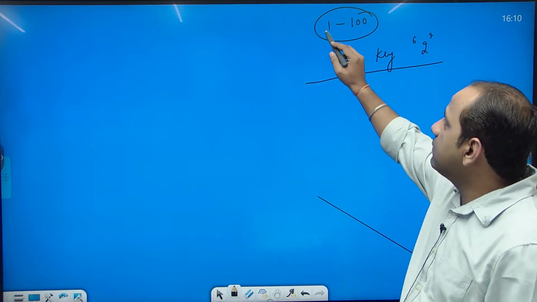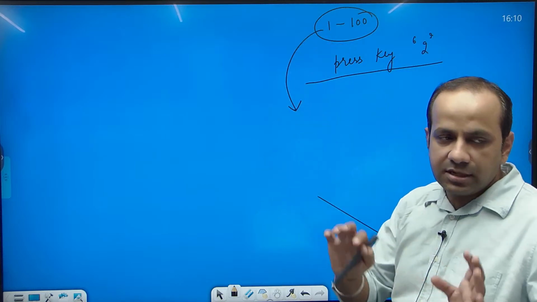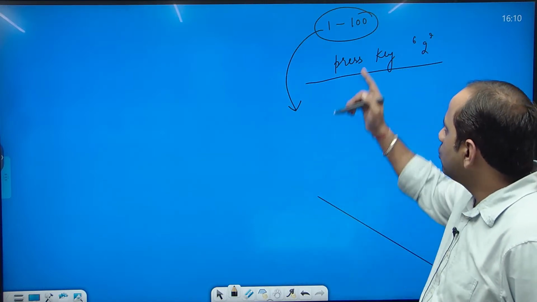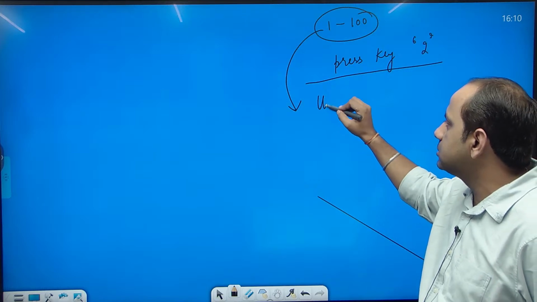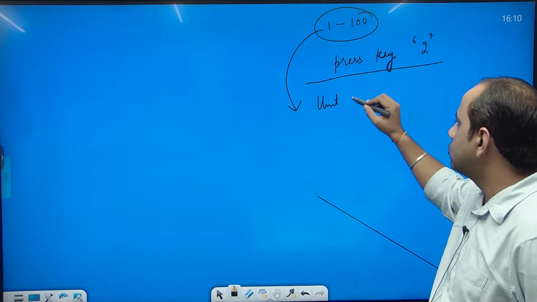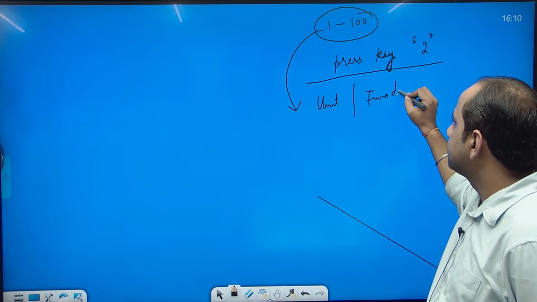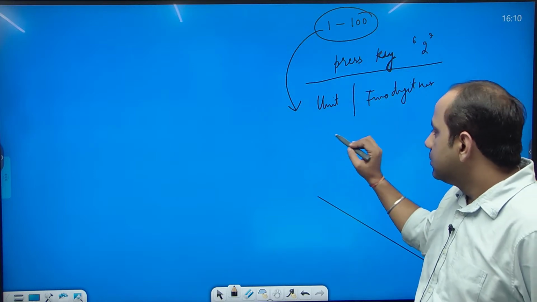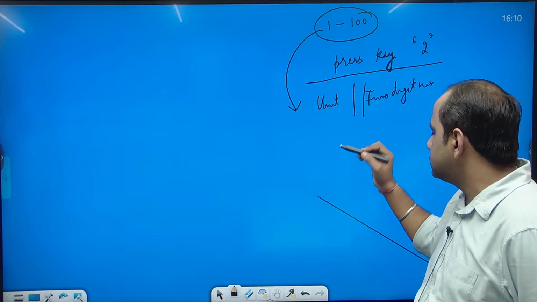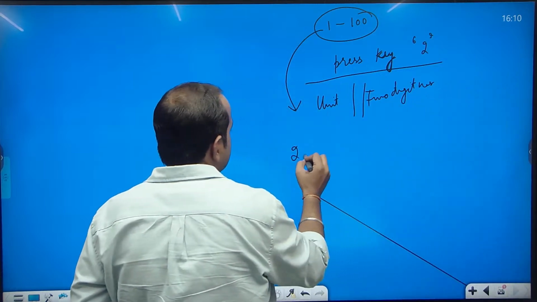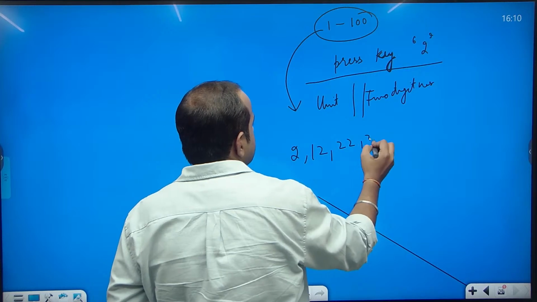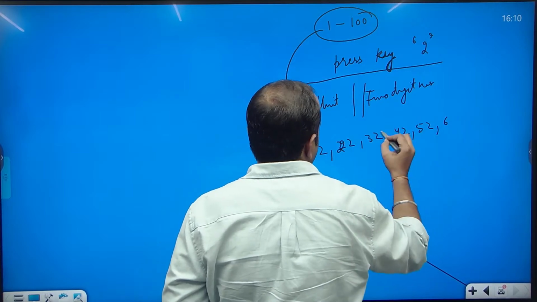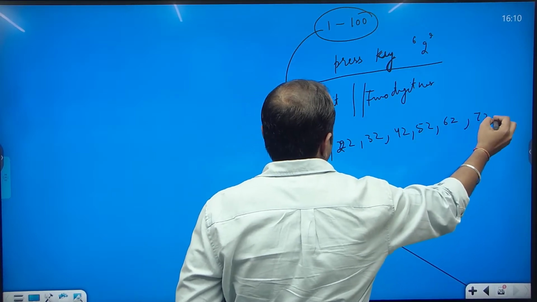So basically, when we write down all numbers from 1 to 100, just understand this carefully, it includes all unit digit numbers and all 2-digit numbers also, no? So 2 can be at unit place in 2, 12, 22, 32, 42, 52, 62, 72, 82 and 92.